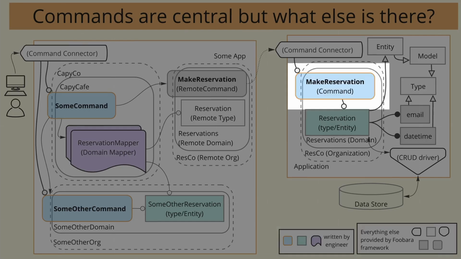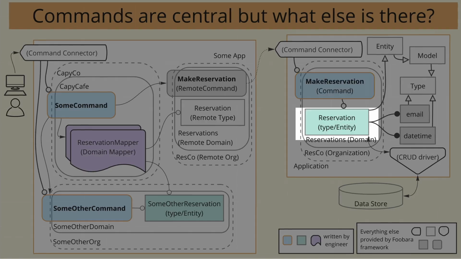So we have make reservation, which is a command. That's actually a primary concept. We've already talked about commands to death. Here we have a reservation, which is an entity. An entity is a type. There's a lot to say about Foobara entities that should probably be its own presentation or collections of presentations. If you've ever worked with an object relational mapper, then you more or less know what to expect here.